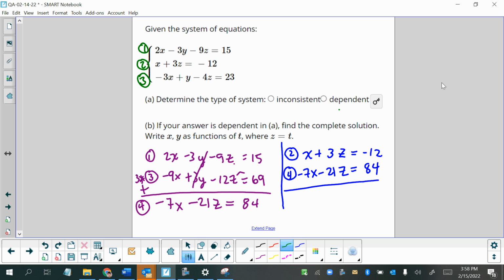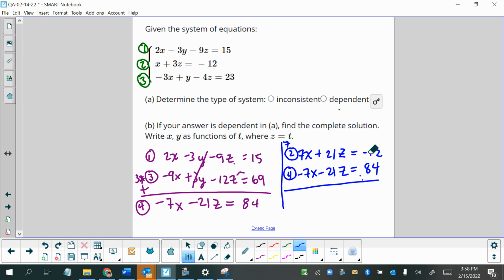All right, so multiplying equation 2 by 3 gives me 3x and 9. Wait a second, that's not what I meant to do. Let me back up. We're going to multiply equation 2 times positive 7. So that'll give me 7x, 21z.